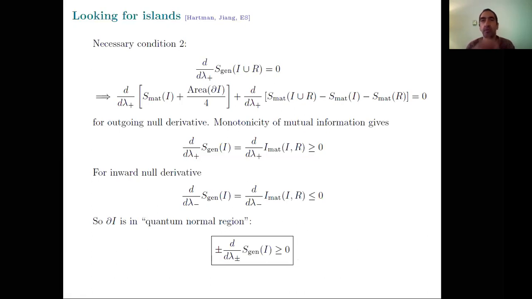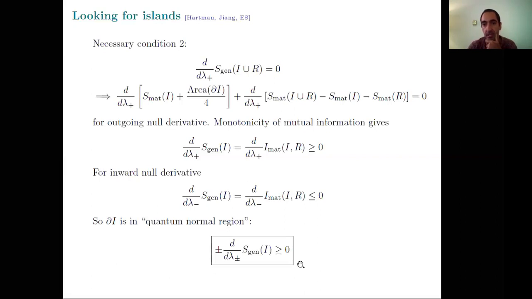Remember, classical normal regions are regions that are not trapped or anti-trapped. So outgoing things go out and ingoing things go in. Whereas inside of a black hole, an outgoing thing actually goes in, because it can't escape the black hole. So it's a classically trapped region. A quantum trapped or anti-trapped region is, instead of thinking about the transverse area and what that does, you think about the generalized entropy. So quantum normal means it's not quantum trapped or quantum anti-trapped.